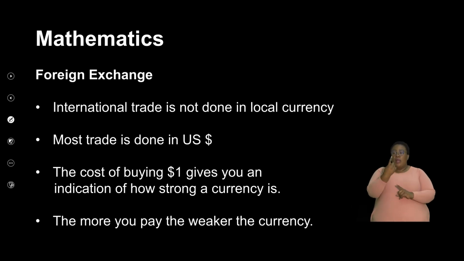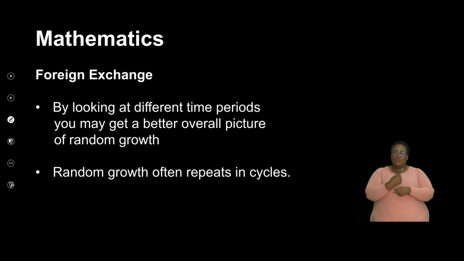And then an example of a random growth is for a foreign exchange, which is the international trade. It's normally in US dollars, and this normally talks about the cost of buying $1, which gives you an indication of how strong the currency would be at the time. Remember, the South African rand at times it's 16 rands to $1, or 17 rands to $1, or it has even gone down to being like 15 rands to $1. You see, those are the things you need to look at. Also, you look at different time periods to look at what exactly the overall picture is. And then remember, it repeats in cycles.